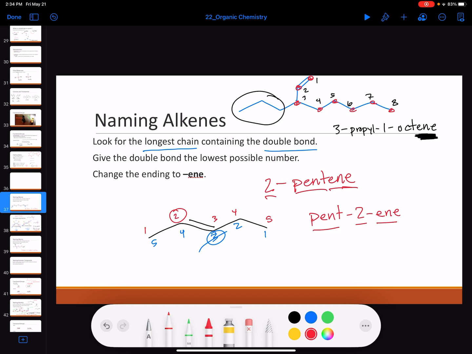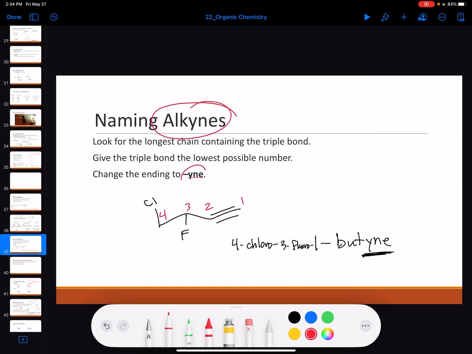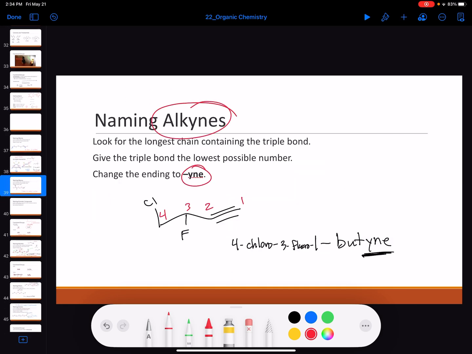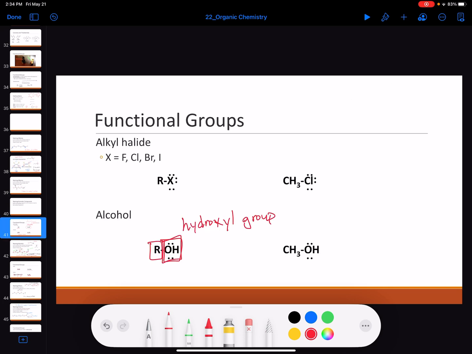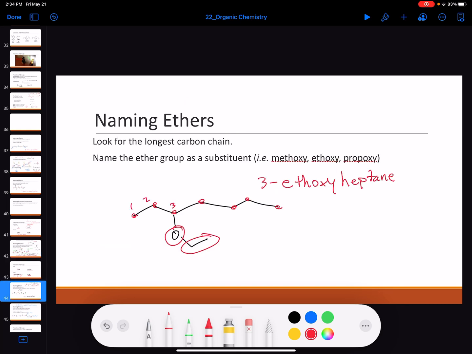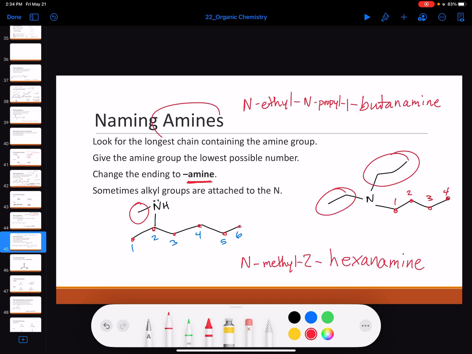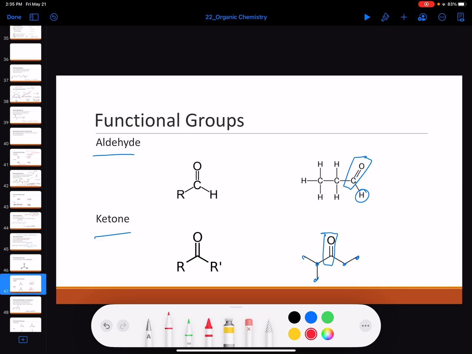Okay, alkenes change the ending to ENE, so they take priority. Alkynes change the ending to YNE, so they take priority. Alcohols change the ending to OL, so they take priority. Ethers do not change the ending, so they don't take priority. Amines do, because they change the ending. And then everything else does as well.